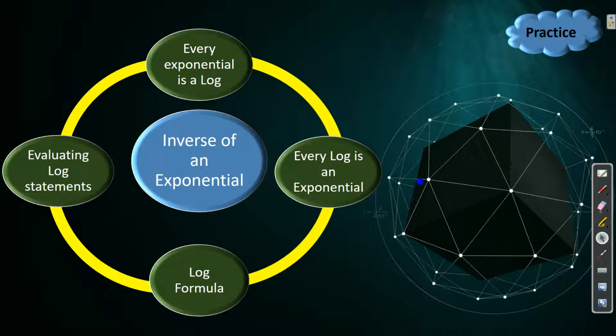So every operation has an inverse. Addition is the inverse of subtraction. Multiplication is the inverse of division. They undo each other. Now we need the inverse of an exponential.